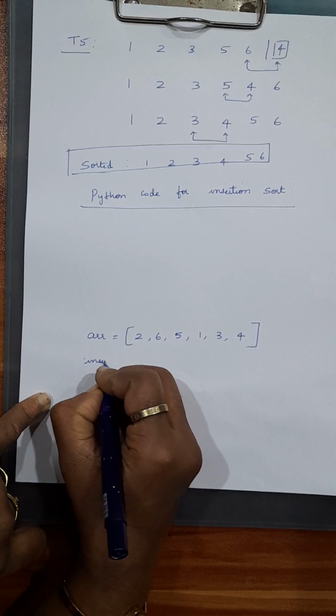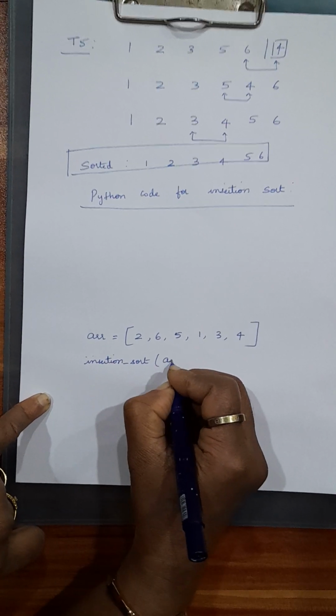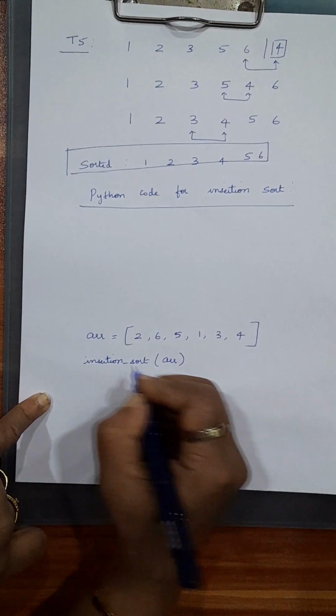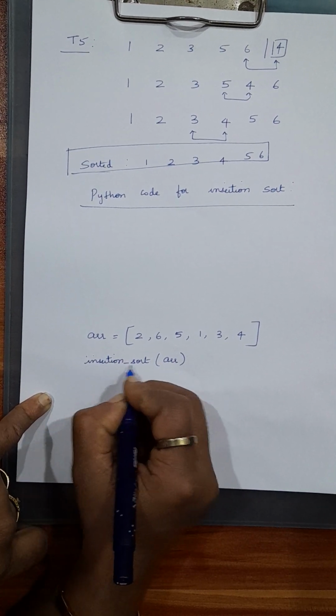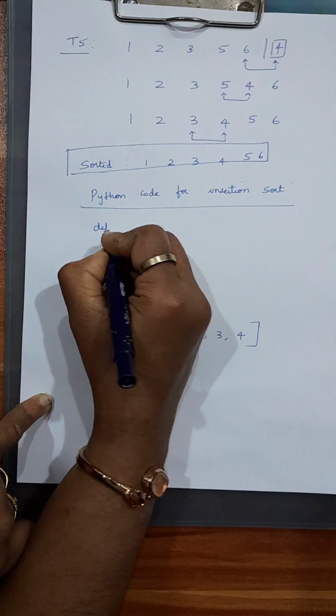Then I make a function called insertion sort, and I am passing the argument array. So the function name is insertion sort. I am making a function call by passing the list. Now the control will go back to the function definition.